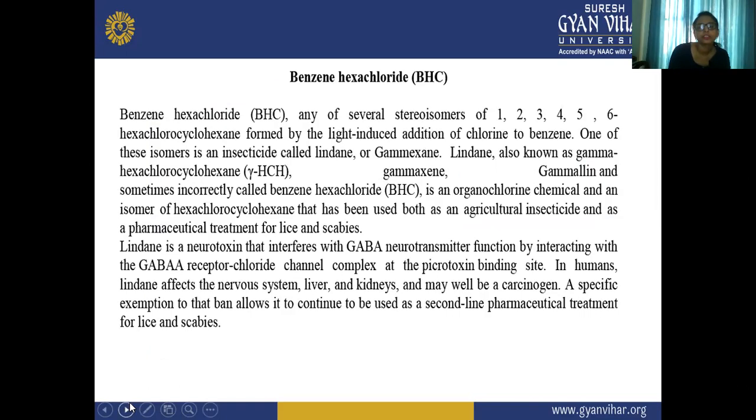Next compound is benzene hexachloride, also known as BHC. BHC's full form is benzene hexachloride. Any of several stereoisomers of 1, 2, 3, 4, 5, 6 hexachlorocyclohexane formed by the light-induced addition of chlorine to benzene. One of these isomers is an insecticide called lindane or gamma hexane. So BHC's isomer is lindane or gamma hexane.